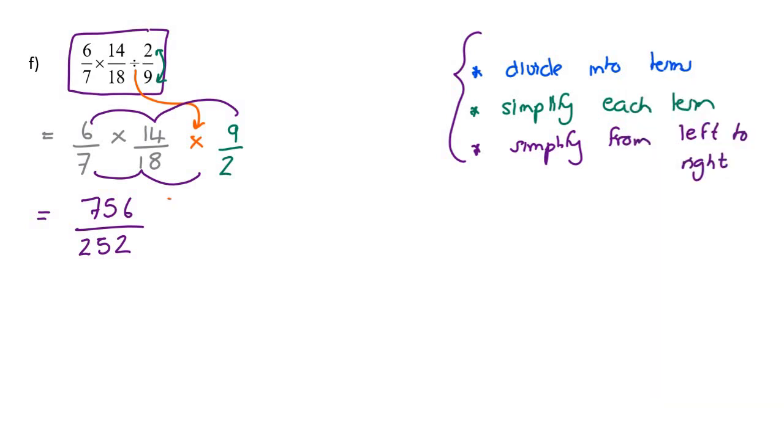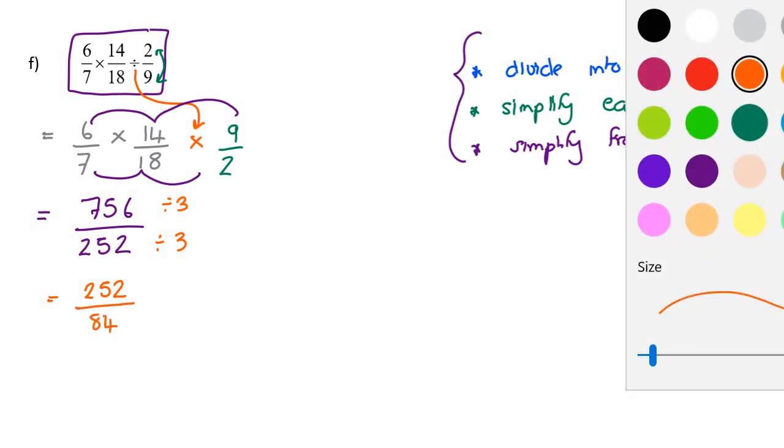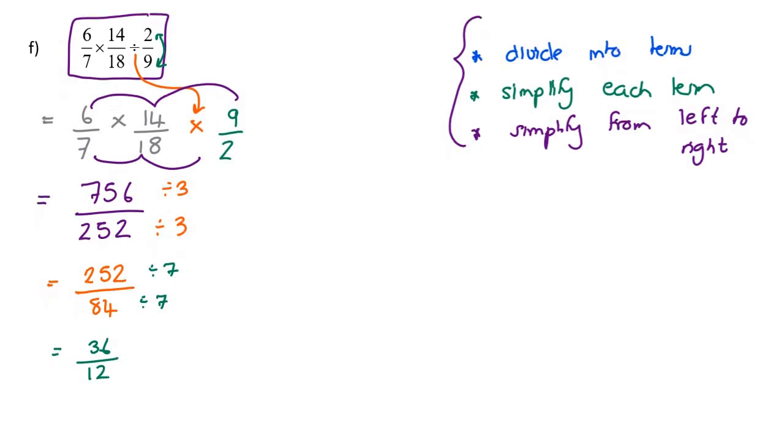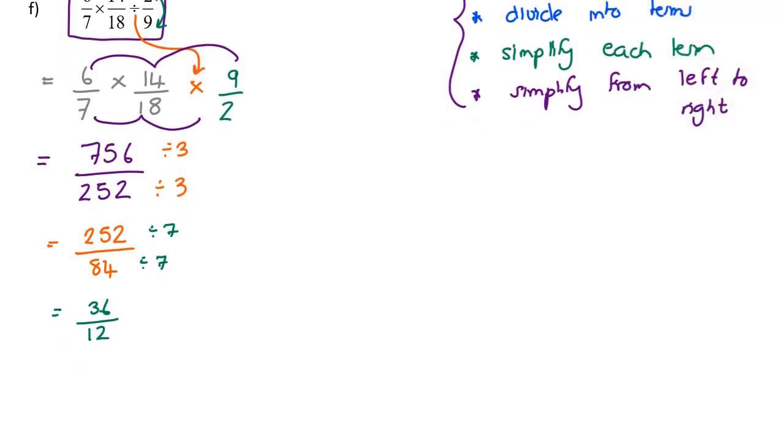Again, if I didn't have a calculator, I'd have to go step by step. If I divide top and bottom by 3, 756 divided by 3 is 252, and 252 divided by 3 is 84. Now, I think they're both divisible by 7. How do you know that? Well, I don't know, let me just try. 252 divided by 7 is 36, and 84 divided by 7 is 12. Now that's easy, because 36 divided by 12 is 3.